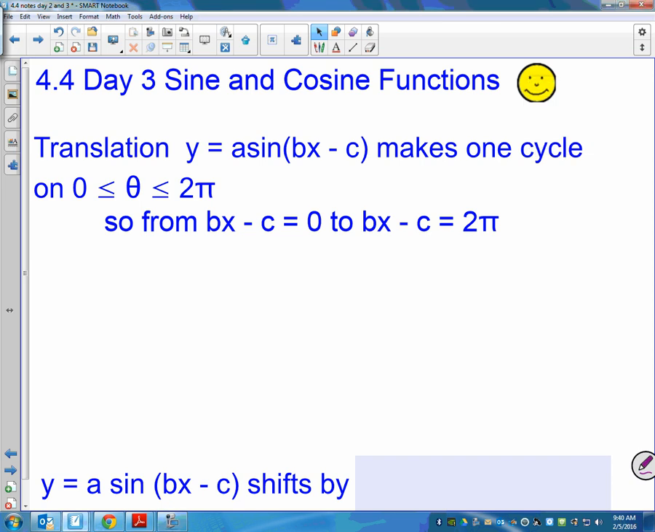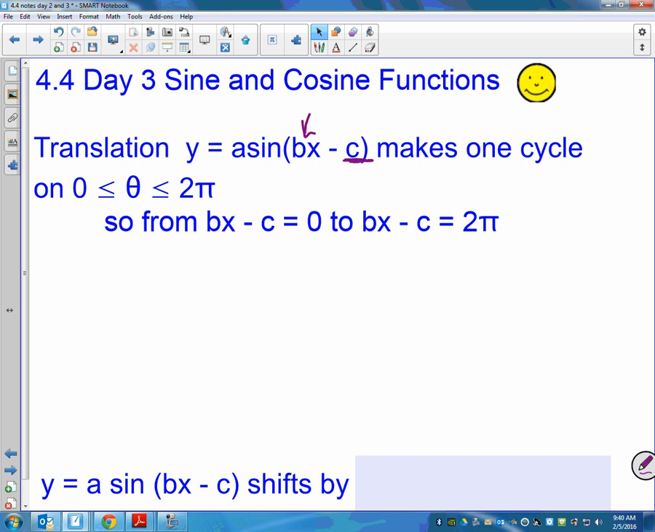Normally, sine and cosine, right? I told you that this is kind of our basic graph. We know that it normally completes one cycle, one full period from 0 to 2 pi. But if you change the period, that's still okay. It just changes how long it takes to do that.